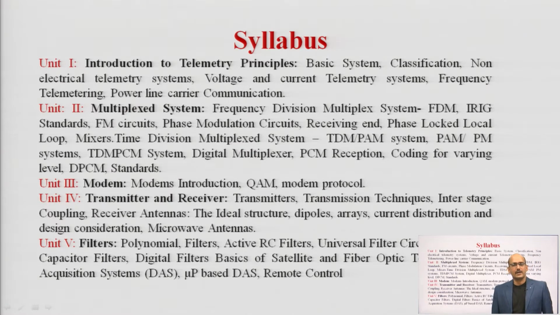In this telemetry principles subject, you basically have 5 units, and the very first unit is about the introduction of the telemetry system. In that introduction, you go through the different kinds of blocks, classification, and the factors which influence telemetry system design. After that, in the second, third, fourth and fifth units, you are going to study the various blocks, various systems, and various components related to the telemetry principle.